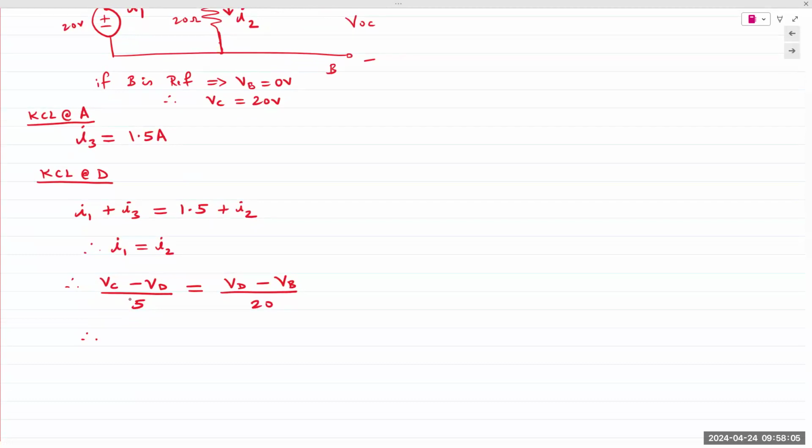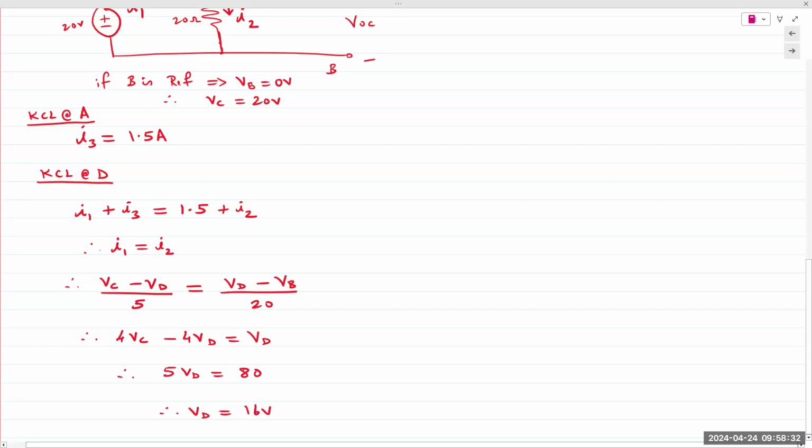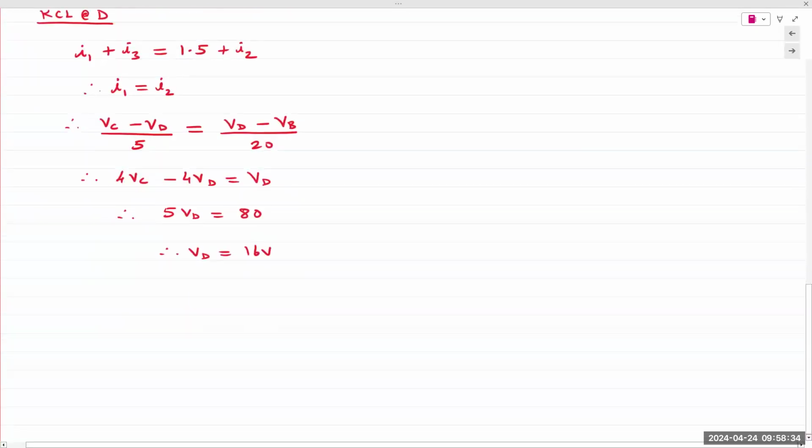And so what do I get? 5 times (20) — that is, 4 times VC minus 4 times VD is equal to VD. Therefore, 5 times VD is equal to 4 times 20, which is 80. So VD is 16 volts. But I still need to find VA.